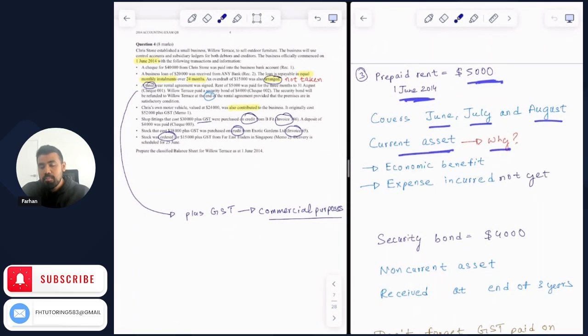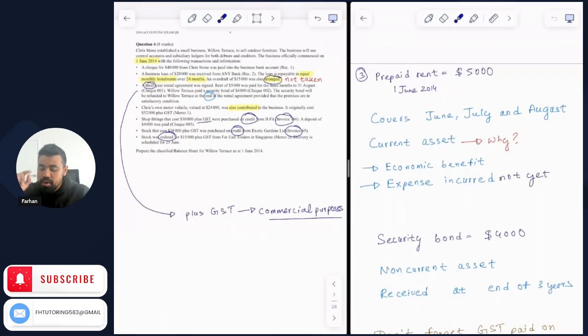Now, this is what we would classify as a current asset. Why is that so? Because there are some economic benefits which are worth $5,000 for the rent that we have paid in advance on the 1st of June 2014. And over time, as the months go by and we consume the rent by utilizing the space for our business operations, we would be incurring the expense. So this would be expensed gradually over the next 3 months in June, July, and August. So that is why at the moment, if you are preparing the balance sheet on 1 June 2014, this is still a current asset because all the economic benefit is still there, which is $5,000.